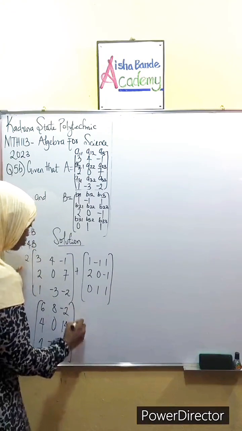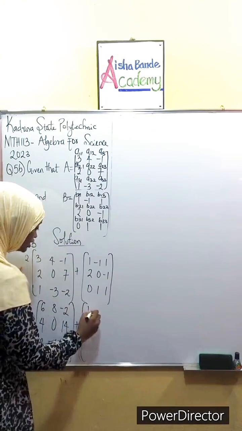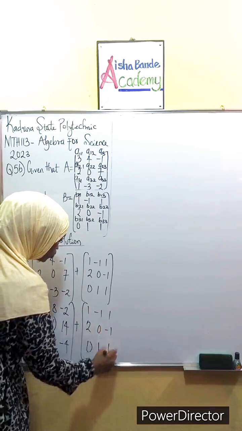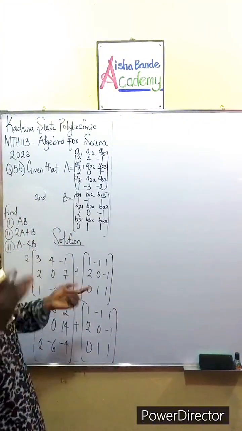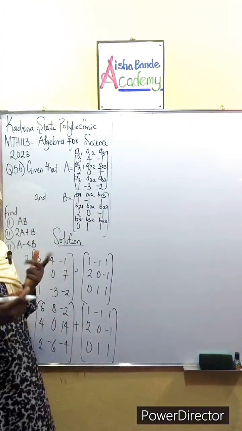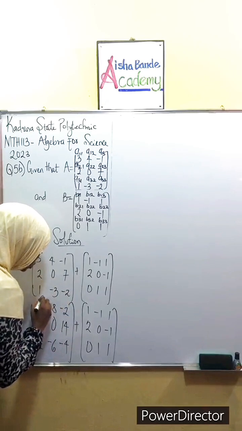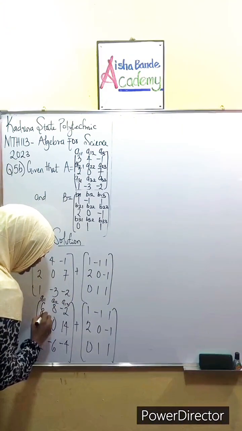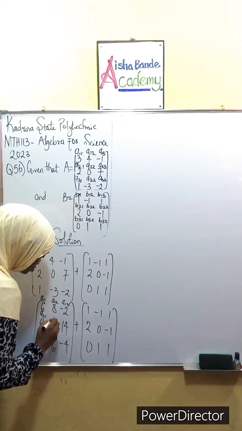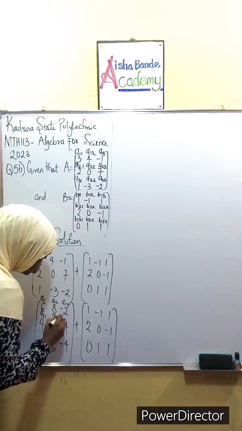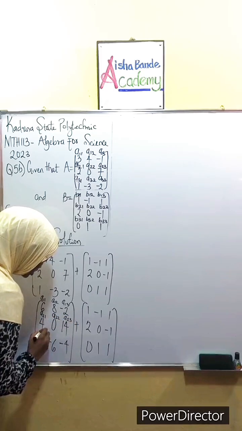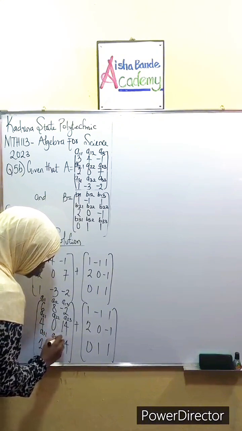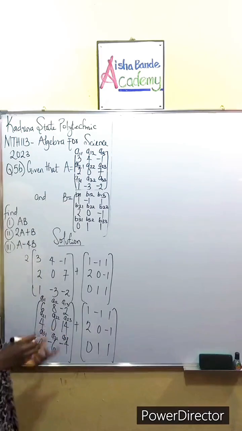So this we're going to add together with this. So this is 1, minus 1, 1, then 2, 0, minus 1, 0, 1, 1. Okay? So let's label this. The labeling makes it easier to understand. So this here is going to be A11, A12, A13. So this is A21. This one is A22, A23, then A31, A32, A33. So these are the new entries for A.